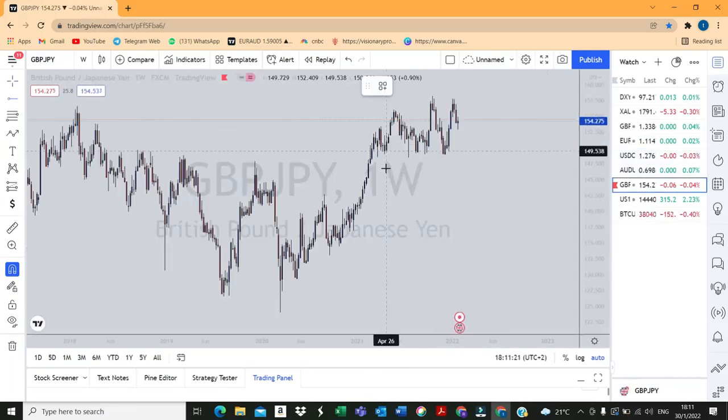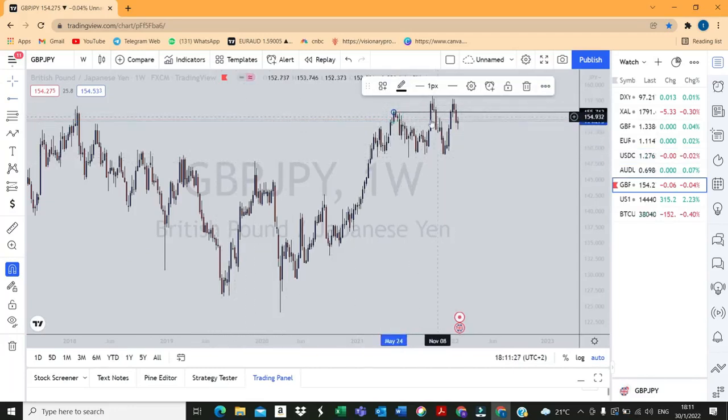We get to analyze GBP JPY. This is how the structure looks on the weekly time frame. We can see that our price managed to take out this high, right? After taking out this high, we got a corrective move to this demand zone. After that, we got this move that we thought was going to be an impulse move, but from what we are seeing, it might still continue going upwards, right? But it's actually failing to take out that high.